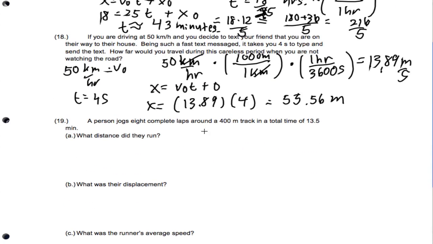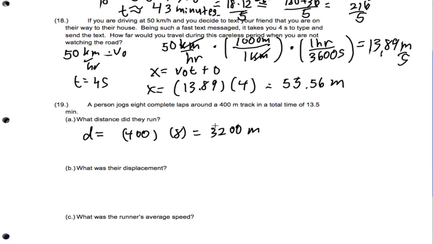No. A person jogs 8 complete laps around a 400-meter track in a total time of 13.5 minutes. So the distance is going to simply be 400 meters for the whole track distance times 8 laps around it, so that's 3,200 meters. We didn't exactly have a formula for that. You're expected to use your 7th grade math skills to come up with that idea, because you do things like this. I go around 1 circle, 400 meters, 8 circles, 3,200 meters.